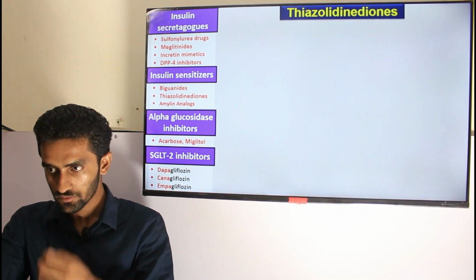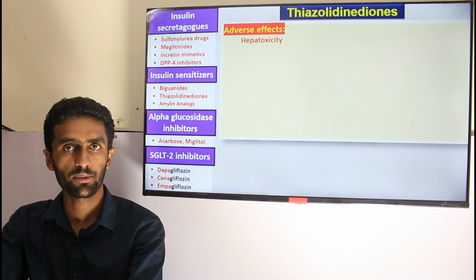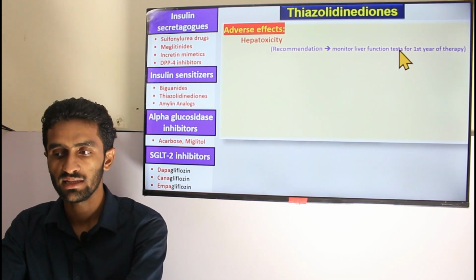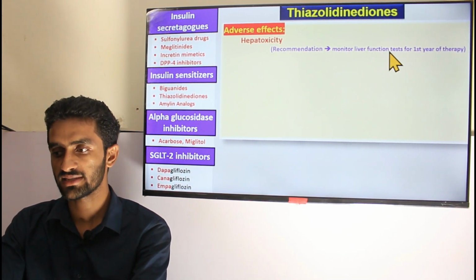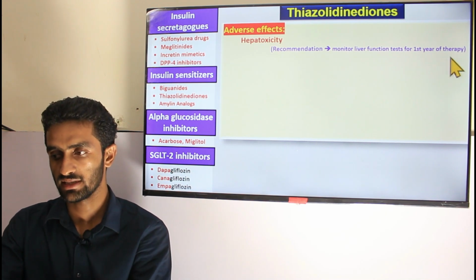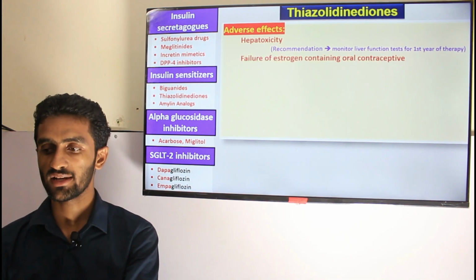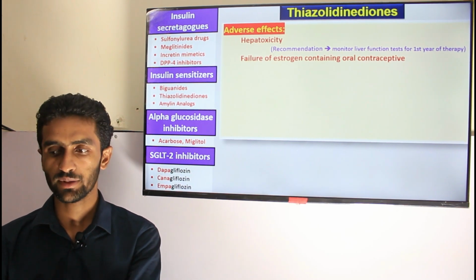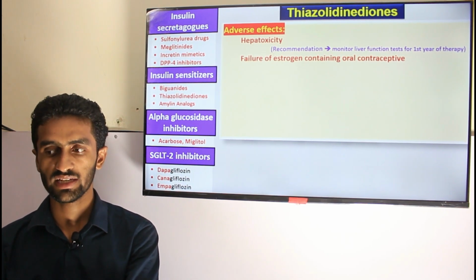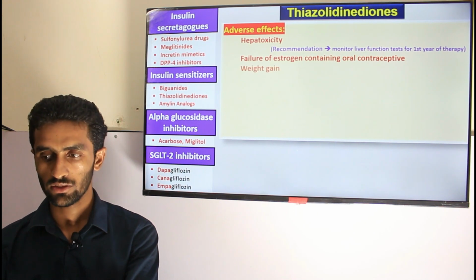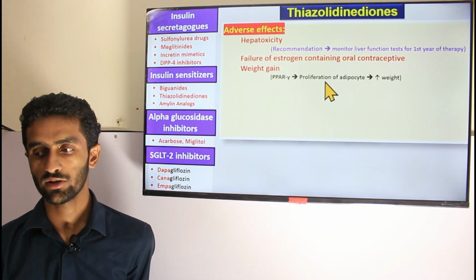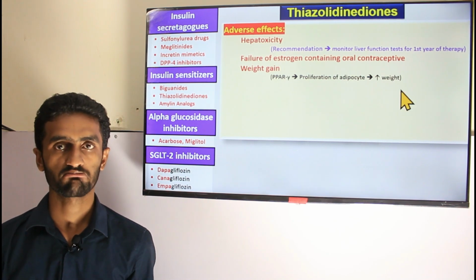Okay. So adverse effects: hepatotoxicity is one of the important side effects. Recommendation: monitor LFT, liver function tests, for the first year of therapy. They also cause failure of estrogen-containing oral contraceptives. A lady who is taking an oral contraceptive containing estrogen, it will be ineffective. Okay, they cause weight gain. How do they cause weight gain? Because PPAR gamma actually causes proliferation of the adipocytes, which increases the weight.